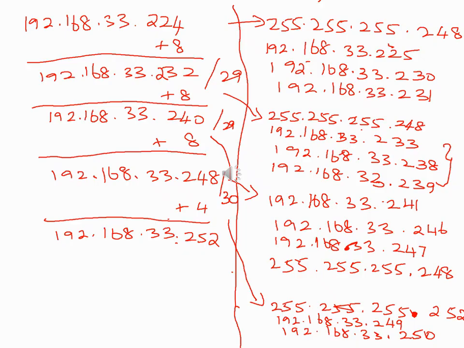Now what about the mask? The mask will be 255.255.255.252. So if we add all the block sizes, we'll get 252. So we have completed the calculation part of the VLSM in this slide.